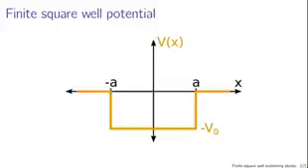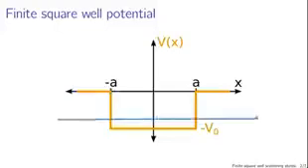a potential V of x that's defined to be 0 for x less than minus a, 0 for x greater than a, and a constant minus V naught for x in between minus a and a. So this is an even potential, and we exploited that fact when we were discussing the bound states where the energy is negative, to figure out what those states look like.